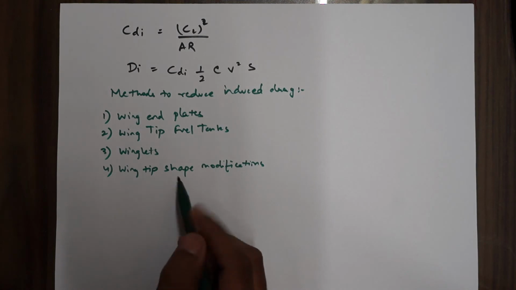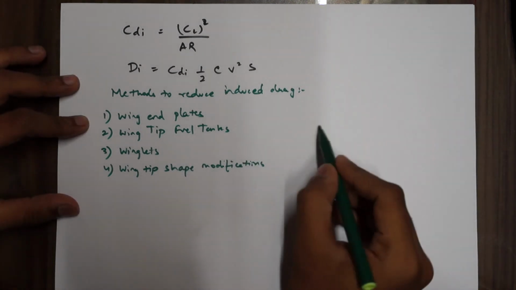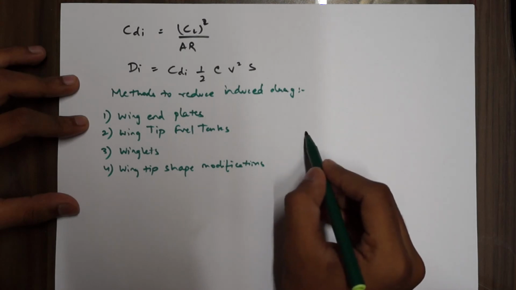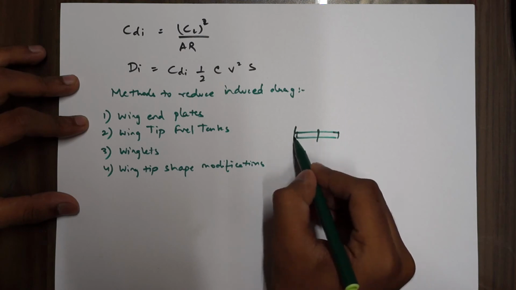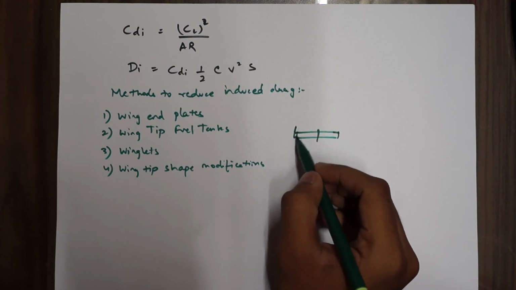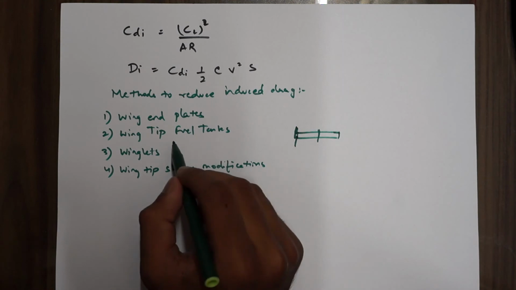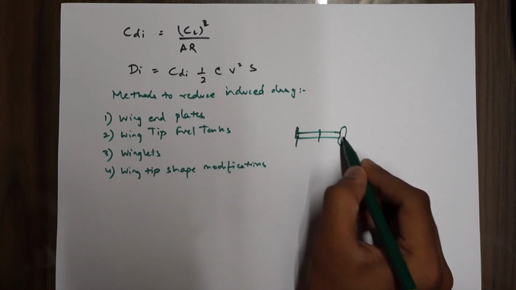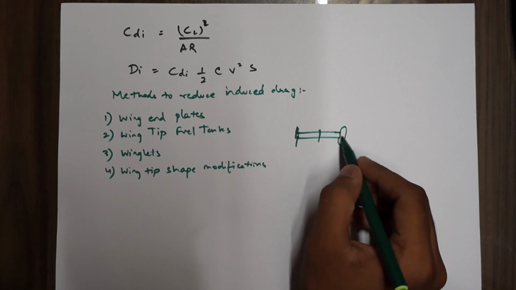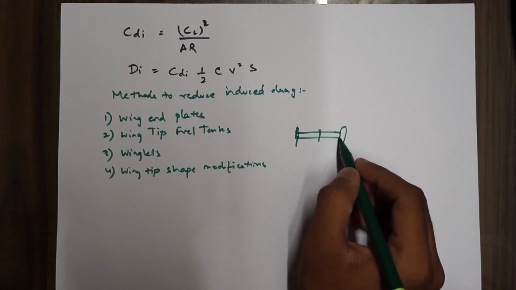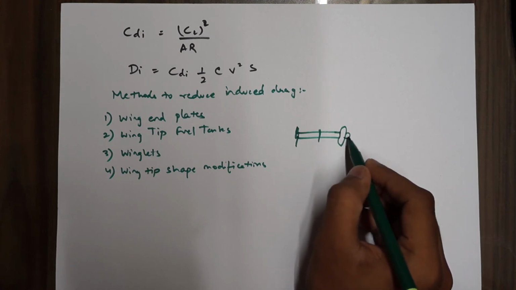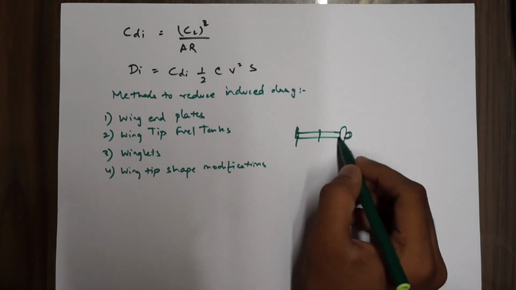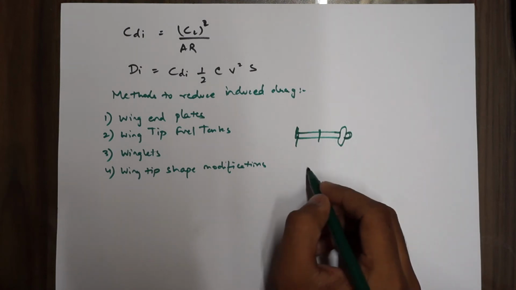Wing end plates are basically at the end of the wing. Say we'll just draw the wing like this. You have protruding wingtip plates, wing end plates basically. It may be up or down, depending on the design of the manufacturer. Wingtip fuel tanks, so you'll have a fuel tank like this at the end of the wing. This will also help in reducing the root chord moment. Wingtip fuel tanks will also reduce induced drag, because the wingtip vortices won't be able to meet the airflow from above.